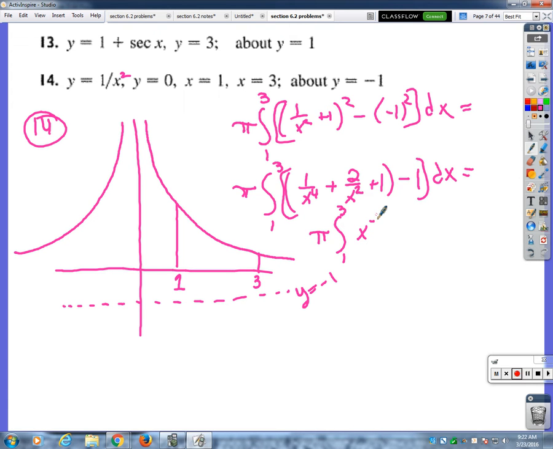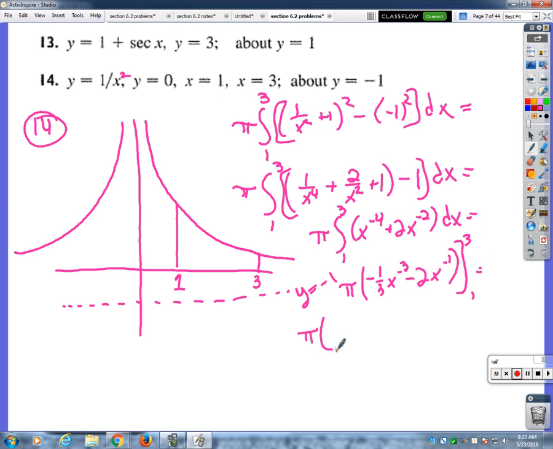Okay, so then this is going to be x to the -4th plus 2x to the -2, and then the 1's cancel. The antiderivative of x to the -4th is -1/3 x to the -3rd. The antiderivative of 2x to the -2 is -2 x to the -1. And we're doing that from 3 to 1.